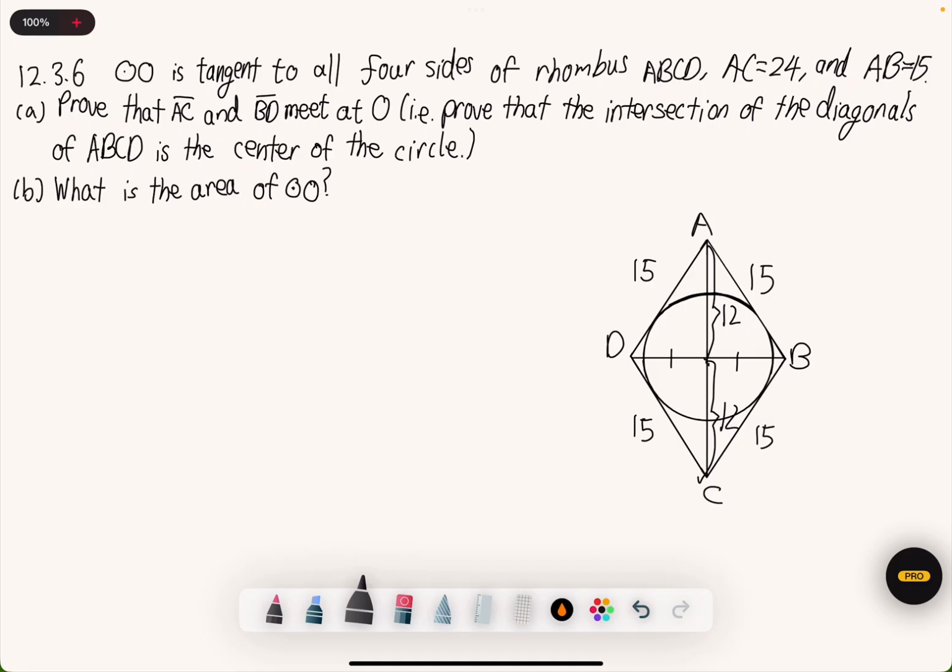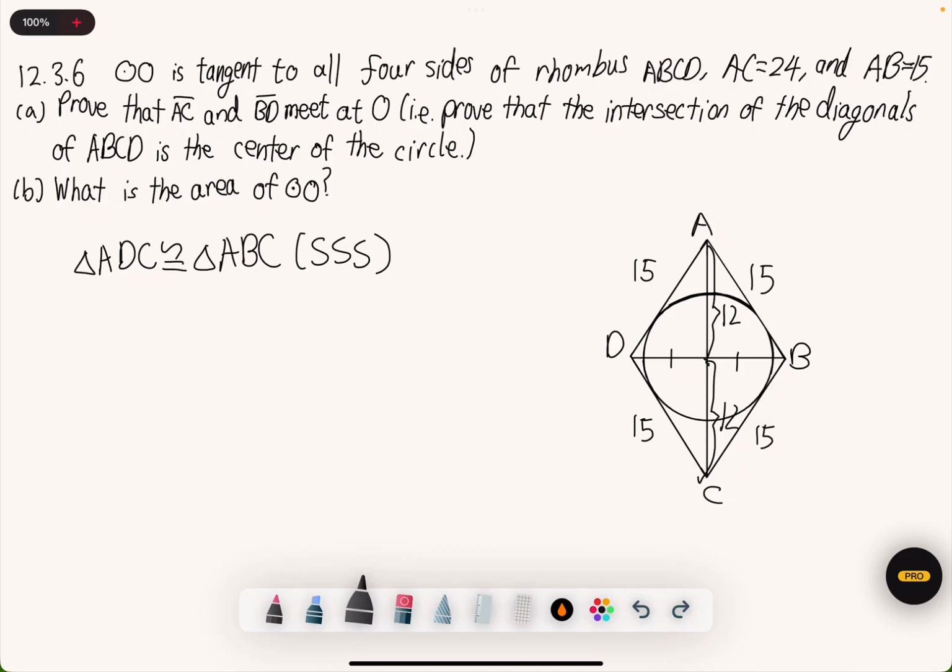Another property we know is that AC and BD are both angle bisectors of rhombus ABCD. So how do we know this? Even without the point O or their intersections, just by looking at AC itself, we can prove that triangle ADC is congruent to triangle ABC because all three sides are equal. We know that AD and AB are equal and CD and CB are equal because of the definition of a rhombus, i.e. all four sides are equal.